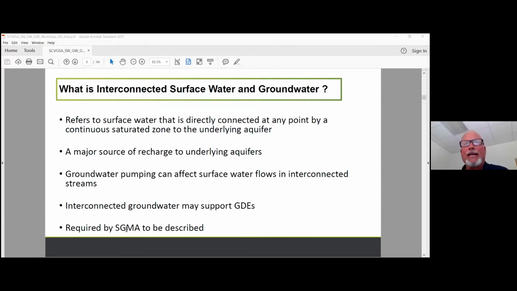So what is interconnected surface water and groundwater? Well, it refers to surface water that's directly connected at any point by a continuous saturated zone below the river or stream, connected to that underlying aquifer. It's in this basin, a major source of recharge to the underlying aquifers. Groundwater pumping can affect the surface water flows in interconnected streams. These interconnected groundwater and surface water areas may support groundwater dependent ecosystems. And this is a required element of SGMA and must be presented in the GSP.